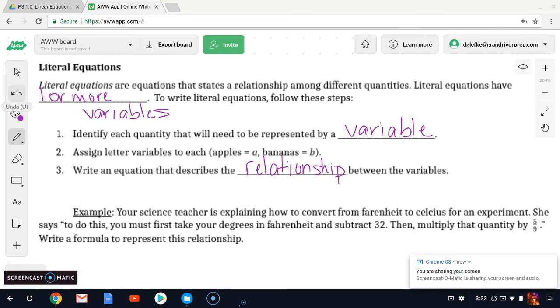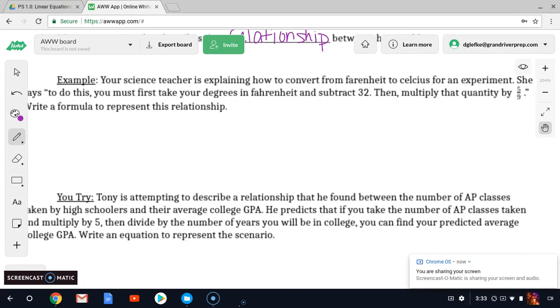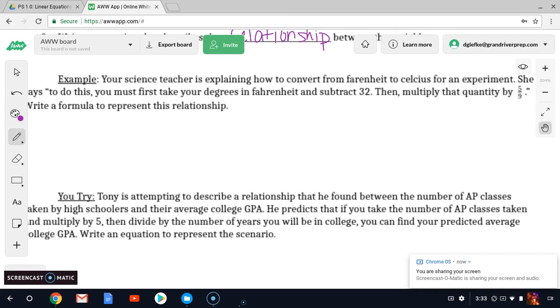Okay, so these are the steps we're going to follow, and we're going to do an example together. So this first example says your science teacher is explaining how to convert from Fahrenheit to Celsius for an experiment. She says to do this, you first take your degrees in Fahrenheit and subtract 32. Then multiply that quantity by 5/9, right? Write a formula to represent this relationship. So one thing that I noticed was she actually used the word subtract. So we know at some point we're going to be subtracting 32. That's pretty important to notice.